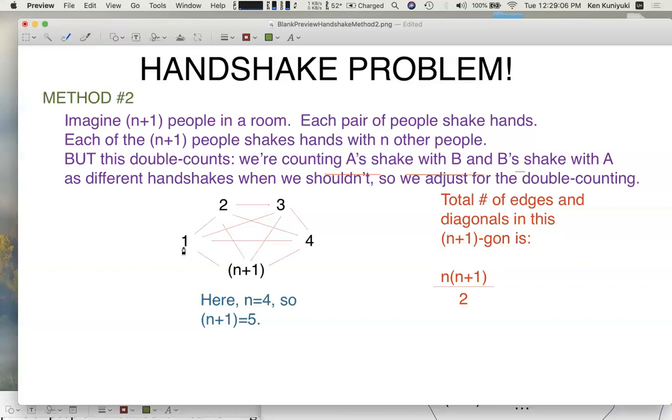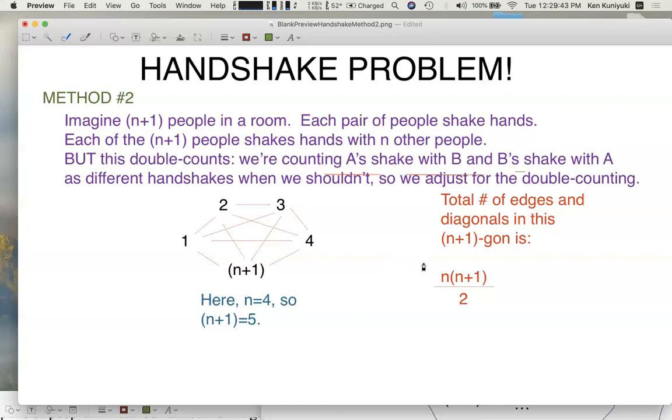If person 1 shakes hands with person 2, then person 2 has shaken hands with person 1 at the same time. So we're not supposed to double count this. This scheme up here double counts that. We don't want to count 1 shake with 2 and 2 shake with 1 as different handshakes. We want to count them as the same handshake. So we divide by 2. Because if you just take this product up here, you're double counting all the handshakes. We only want to count the handshake between 1 and 2 once. We only want to count the handshake between 3 and 4 once, and so forth.